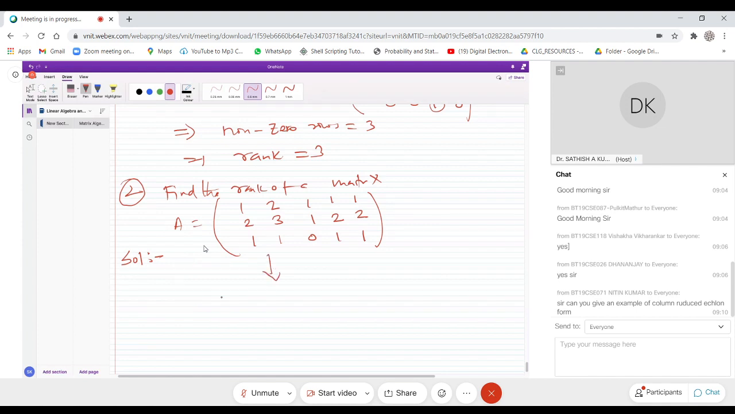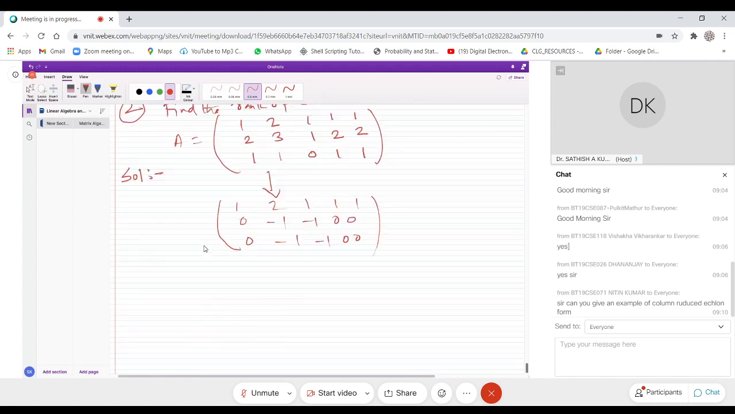From this, first step, the second step would be, because you have 1 here, 1, so you can subtract directly R3 minus R1, or R1 minus R3. And similarly this one, R2 minus 2 times R1 will give us the first iteration. So that will give us 1, 2, 1, 1, 1, and 0, minus 1, minus 1, 0, 0, and then 0, minus 1, minus 1, 0, 0. Now these two are the same, so you can subtract these two, so the last row will be 0.